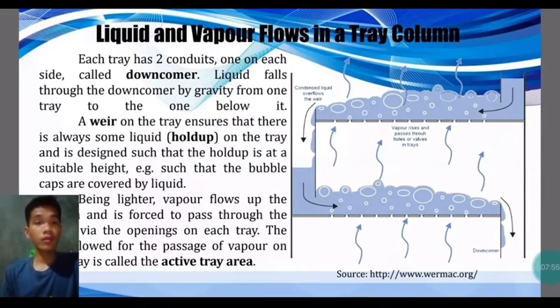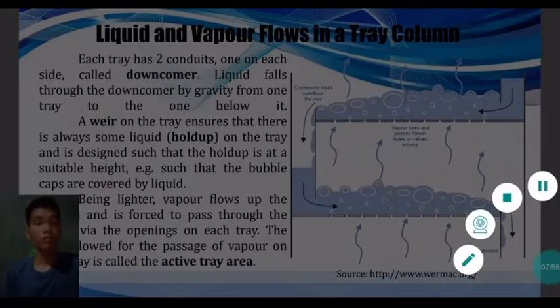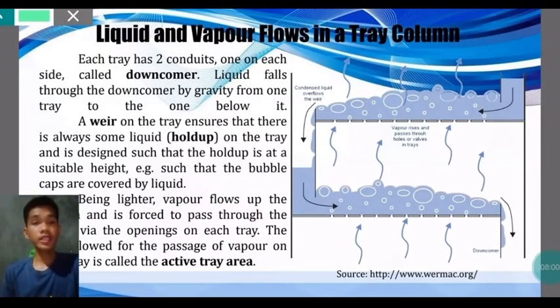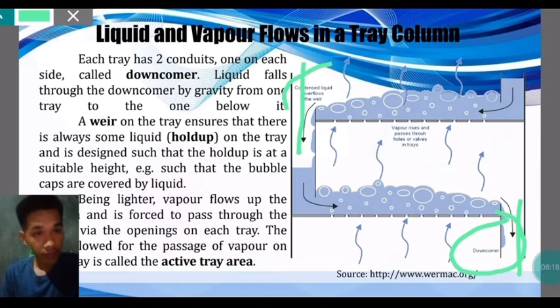Now the liquid and vapor flows in a tray column. Each tray has two conduits. One conduit here and one conduit here, one on each side, is called the downcomer. Here is the downcomer. Liquid flows through the downcomer by gravity from one tray to the one below it. And a weir. And here is the weir.